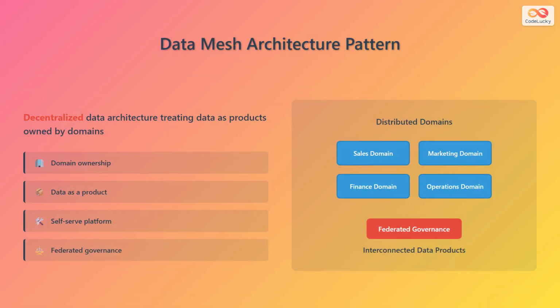The data mesh architecture pattern is a decentralized data architecture, treating data as products owned by domains. It has 4 principles. The first one is domain ownership. The second one is data as a product. The third one is a self-serve platform. The fourth one is federated governance. The architecture distributes data ownership across domains such as sales, marketing, finance, and operations, with federated governance ensuring interoperability. It's an interconnected data product.